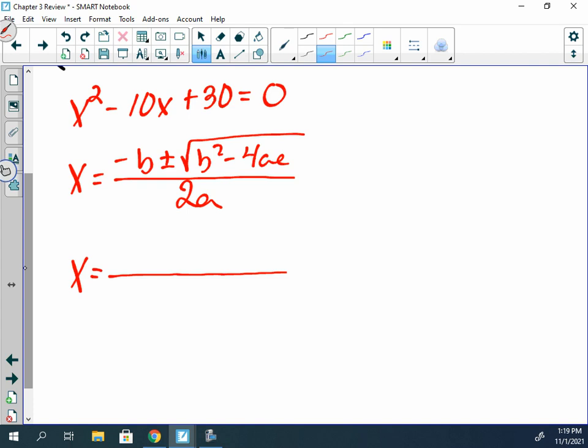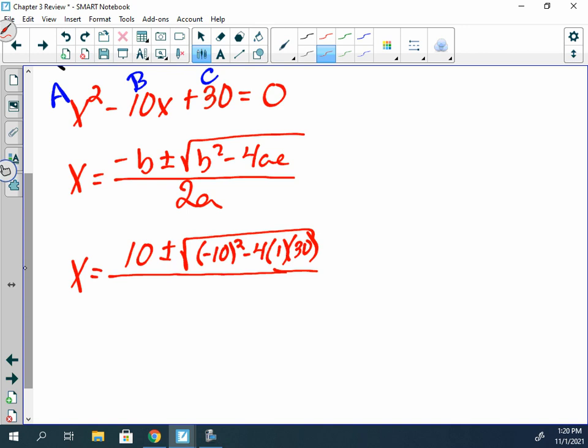So what we want to do is plug in the values of a, b, and c. Now, a is the number in front of x squared, b is the number in front of x, and c is our constant term. So in the equation, b is -10. Our first part of the quadratic formula is -b, so -10 is just +10. Then b squared minus 4, well, the value of a is 1, and the value of c is 30, all over 2a, or 2 times 1, which is just going to be 2.